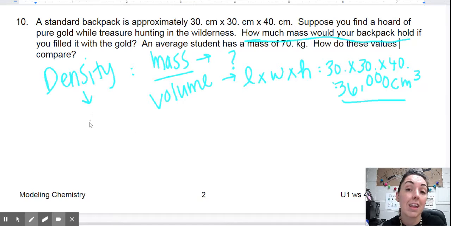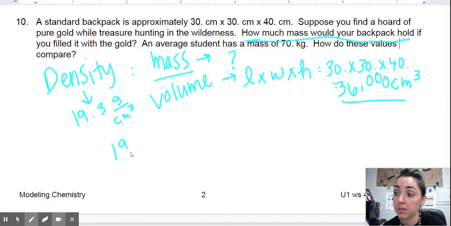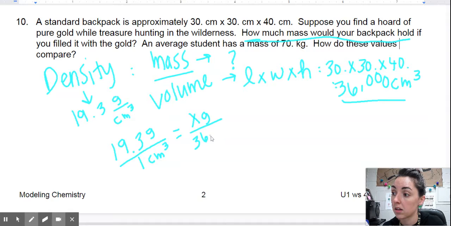Density. It's the density of gold. And from previous questions, you know that the density of gold is 19.3 grams for every cubic centimeter. So from here, we could just set up a little algebra problem. I've got 19.3 grams. I can rewrite that as, if I want, over 1 cubic centimeter. You don't have to rewrite it like that. But for me, algebraically, I like to rewrite it as a proportion over x grams equals 36,000 centimeters cubed. And you can tell that my units equal out, and that's always a good sign.